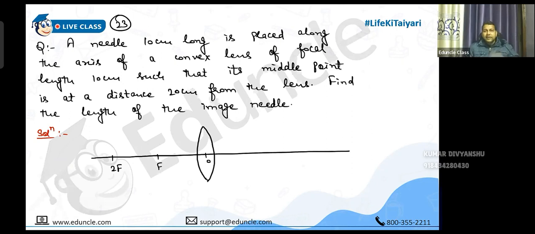Okay, so it is given that a needle 10 centimeter long is placed along the axis of a convex lens. Its middle point is at A. Okay, so the middle point is at 2F. Yes, sir.